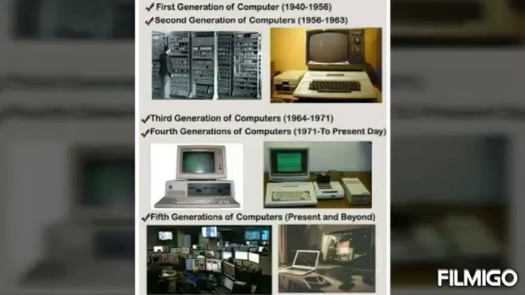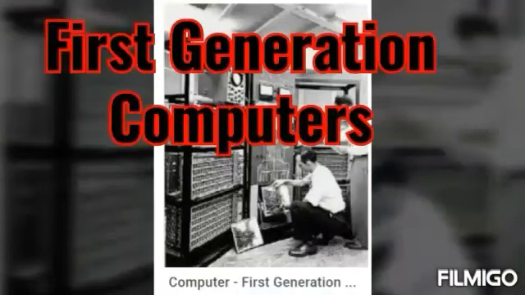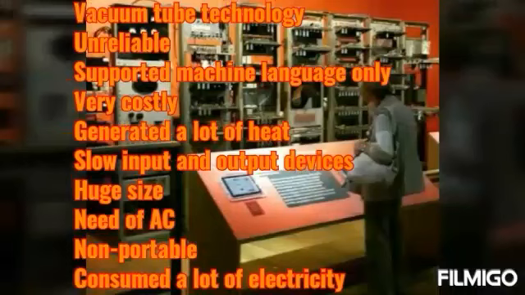1956 to 63 is the second generation time period. 1964 to 71 is the third generation time period. 1972 to present is the fourth generation time period. Present and beyond is the fifth generation time period.